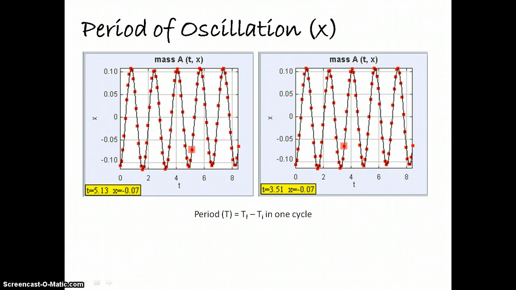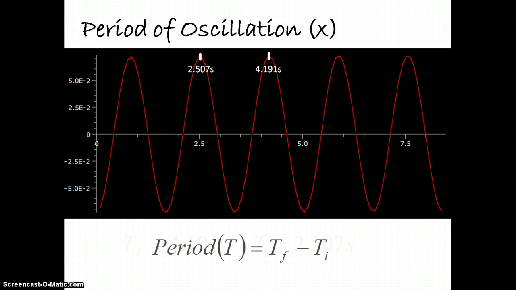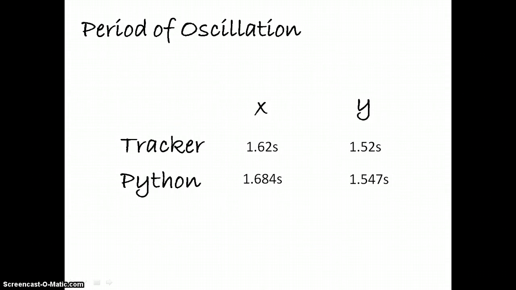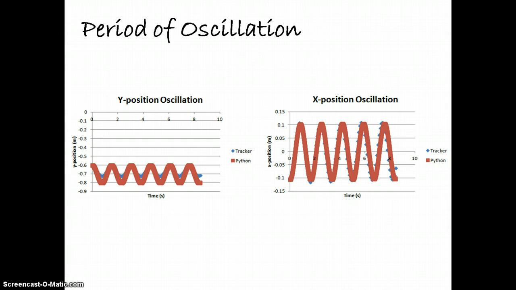The period of oscillation in the x direction in Tracker is calculated to be 1.62 seconds. For Python, the period of oscillation in the x direction is 1.684 seconds. In comparing the periods of oscillation, it is apparent that the Python and Tracker data matches up. The difference for x is 0.06 seconds, and for y is only 0.02 seconds. Here are the graphs, which also display how well the oscillations match up in both Python and Tracker.